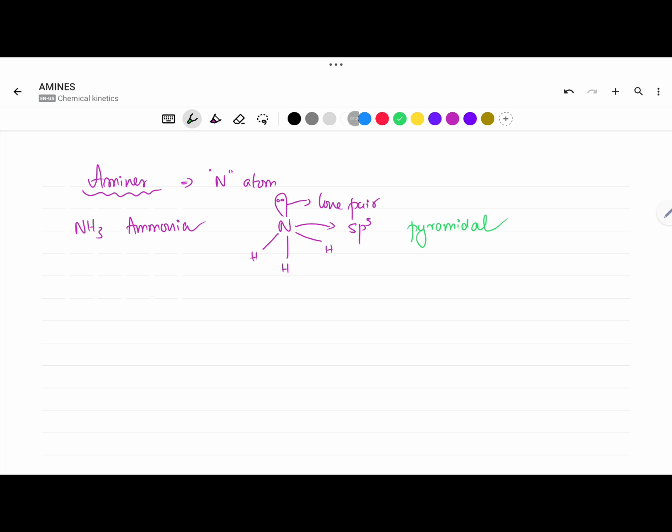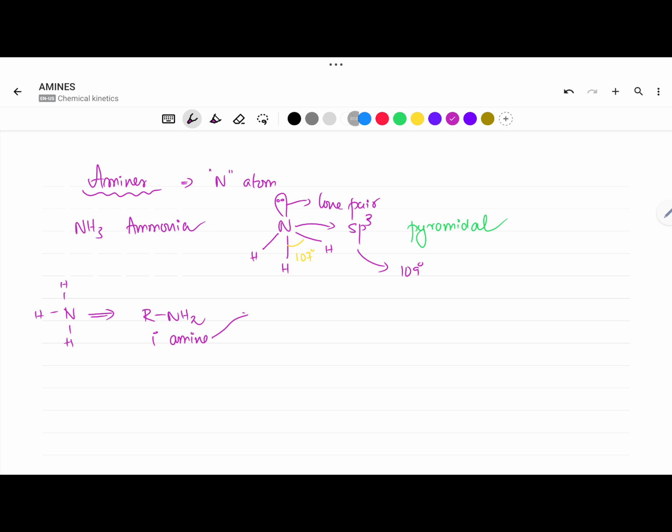So in our lower classes, that is in our 11th standard, we have studied that usually the sp3 bond angle will be around 109 degrees, but due to the presence of lone pair, the bond angle here is reduced to 107 degrees. Okay, so how are amines derived from ammonia? If you are going to replace one hydrogen of the ammonia by an alkyl group like this, we are going to end up with a primary amine.